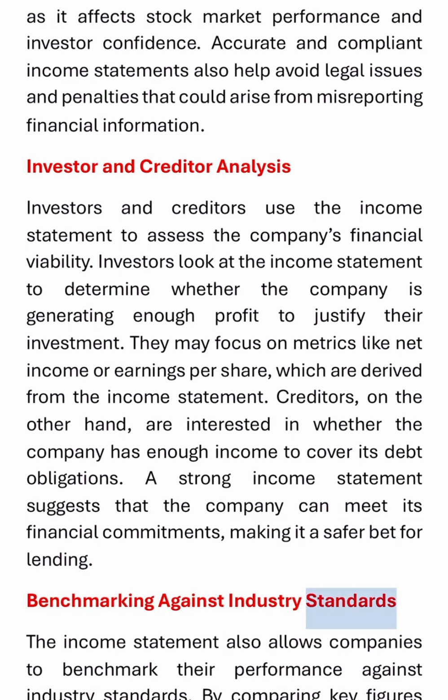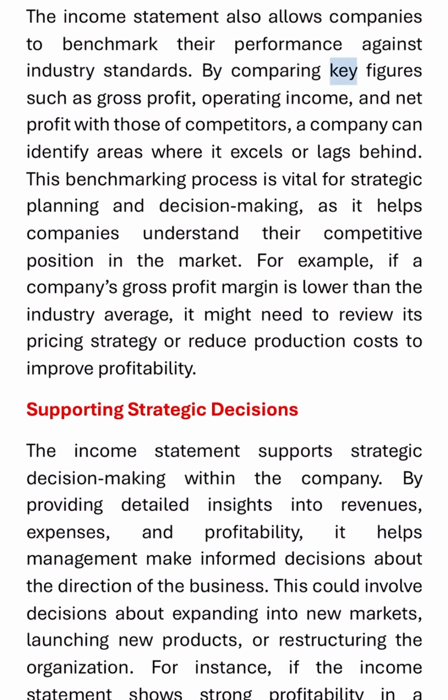Benchmarking against industry standards. The income statement also allows companies to benchmark their performance against industry standards. By comparing key figures such as gross profit, operating income, and net profit with those of competitors, a company can identify areas where it excels or lags behind. This benchmarking process is vital for strategic planning and decision-making, as it helps companies understand their competitive position in the market. For example, if a company's gross profit margin is lower than the industry average, it might need to review its pricing strategy or reduce production costs to improve profitability.